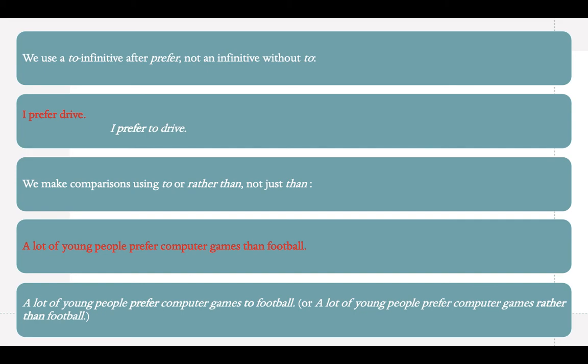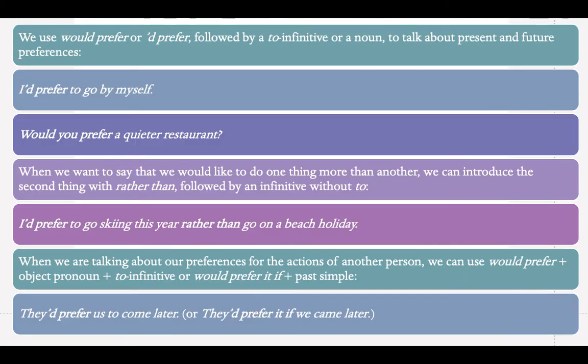So these are two different forms of using the word prefer in sentences. I prefer something to something else. I prefer this rather than something else. Just than alone cannot be used. So we use prefer or I would prefer followed by a to infinitive or noun to talk about the present and the future. I would prefer to go by myself. Would you prefer a quieter restaurant? These are just different situations in which prefer is used.